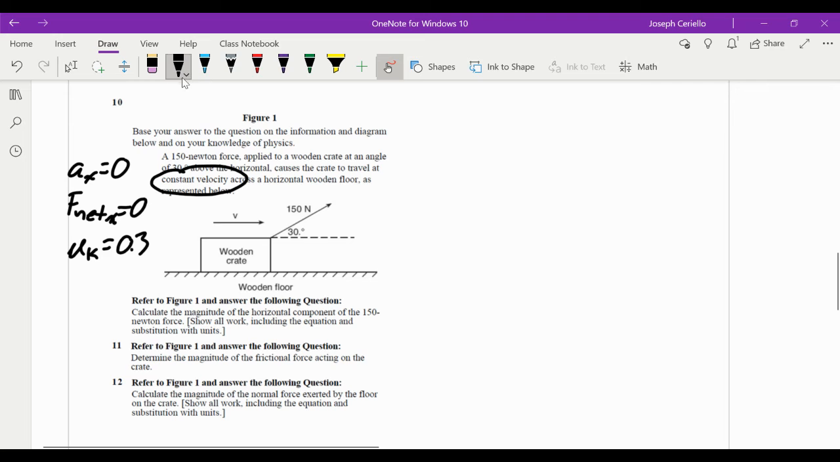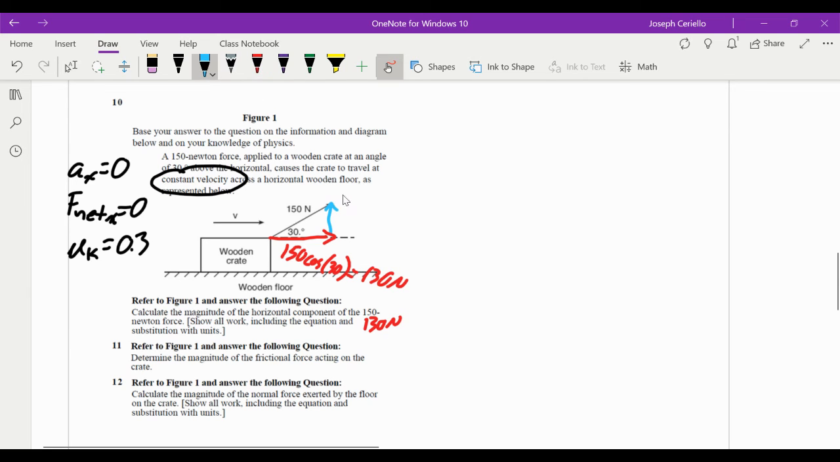So the first thing is find the horizontal component of the 150 Newton force. So let's draw our triangle. We have this part here. That arrow goes up. We have this one here. This arrow points to the side. Right. So we're looking for the horizontal component. So that's AX. So this is simply 150 cosine of 30, which is going to be 130 newtons. So that's the answer to this one, 130 newtons.